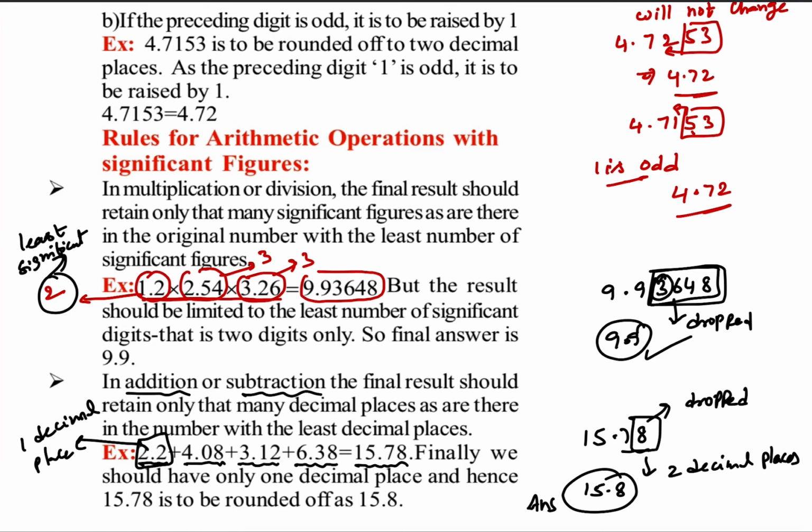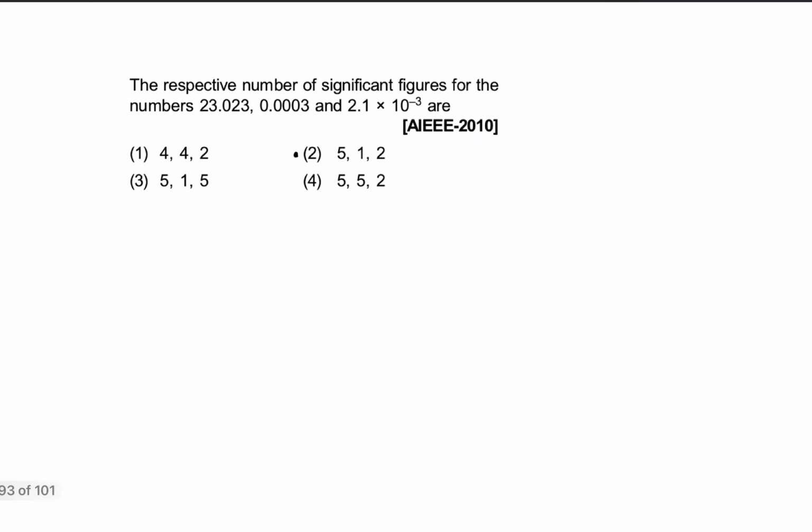Similarly, in case of addition and subtraction, whichever measured values are there, you have to see the least decimal places among them. Our final answer should also contain the least decimal places of the measured values participating in that operation. Here 2.2 has only one decimal place, so the final answer should have one decimal place only.